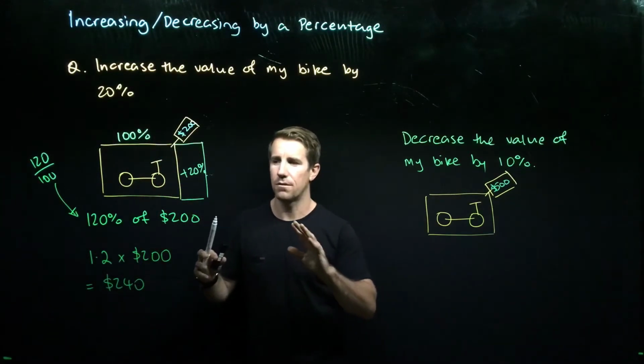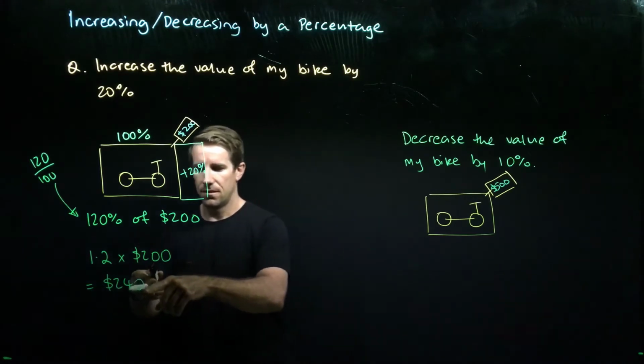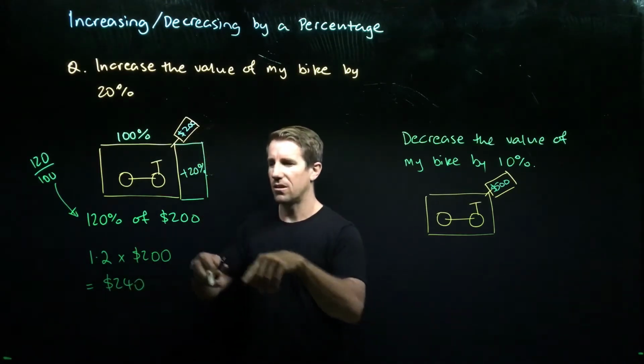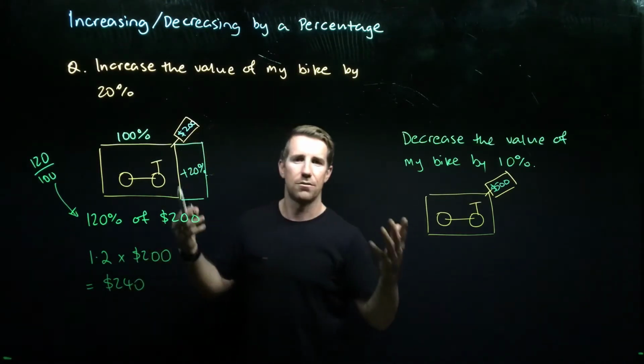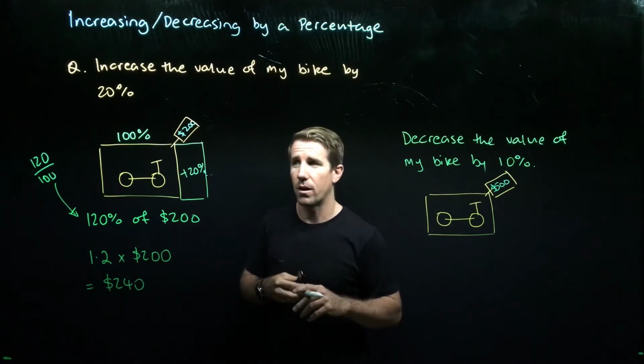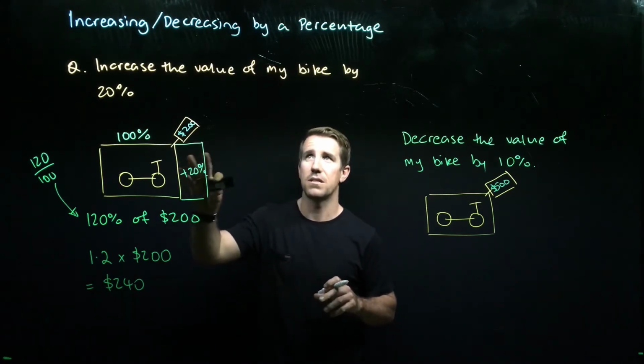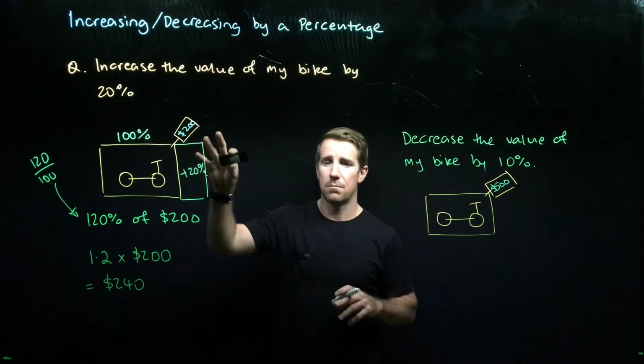Okay, so we've gone and found the 20%, which is the additional $40, and we've added it onto the original value of 200 all in the one step. So it becomes quite easy. Okay, so that's increasing the value of something by a percentage.